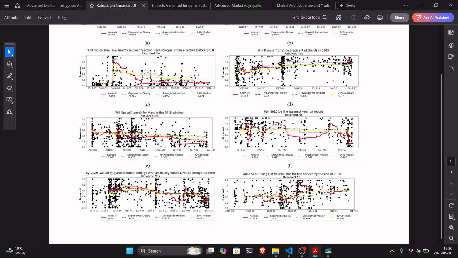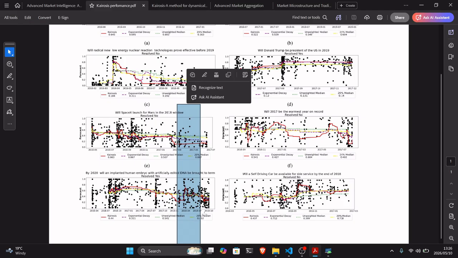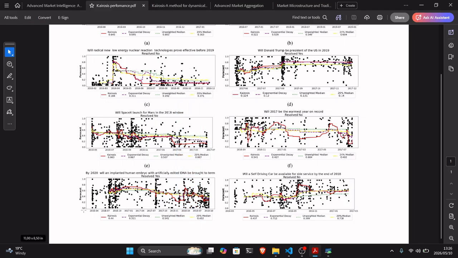By 2020, will an implanted human embryo with artificially edited DNA be brought to term? Resolved as yes. Kairosis had a 44% probability on this one. Exponential decay had a 31% probability. Unweighted median had a 54% probability. And 20% median had a 45% probability. So the winner here is unweighted mean. Second place goes to 20% median. And third place, Kairosis.